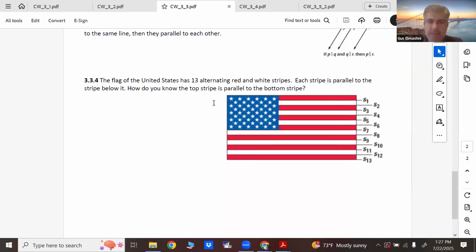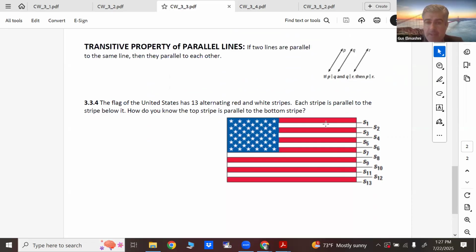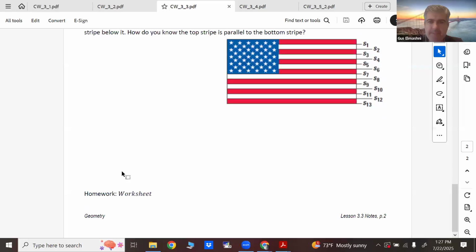And then here, how do I know the top stripe is parallel to the bottom stripe? That's because of the transitive property. One is parallel to two, two is parallel to three, and so forth. Three to four, four to five. So 1 to 13 would be parallel. It's kind of a stupid one.